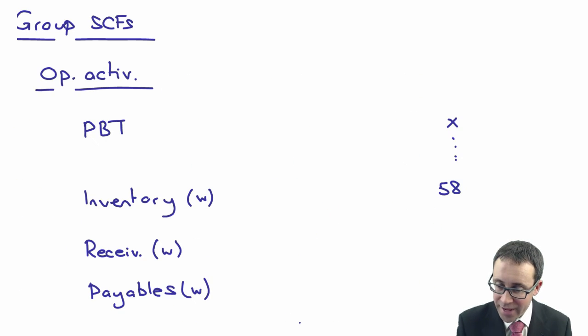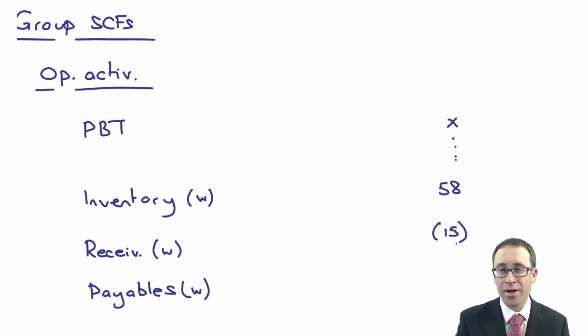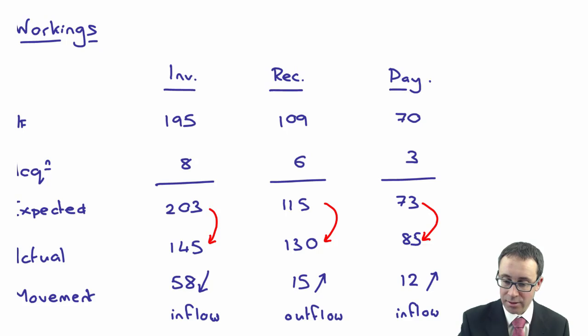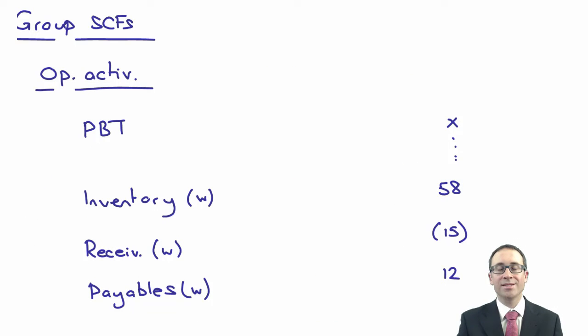Receivables is a 15 outflow. And then your payables, I think, was it an inflow of 12? Okay. Yeah, there we go. Excellent. So that's vitally, vitally important. If you can get that, you're looking at 1 mark for each minimum, potentially 2.